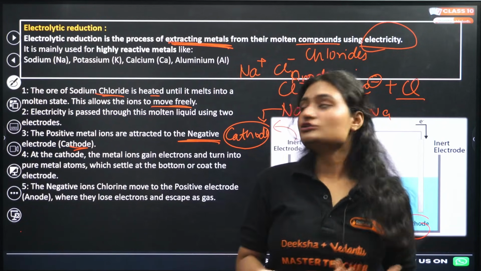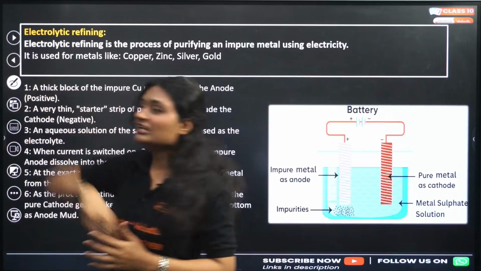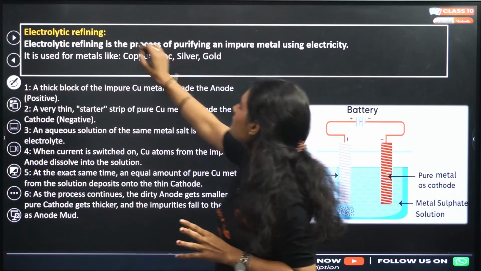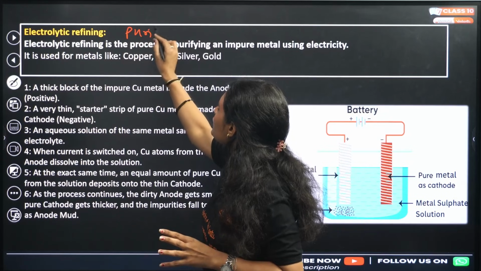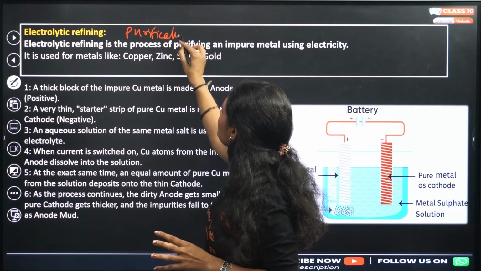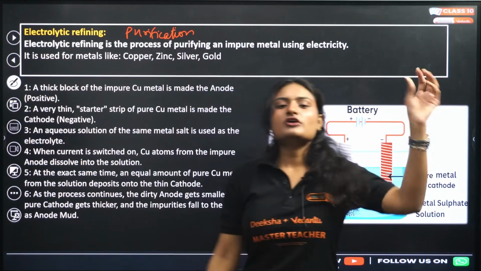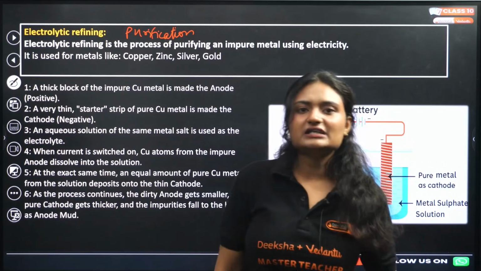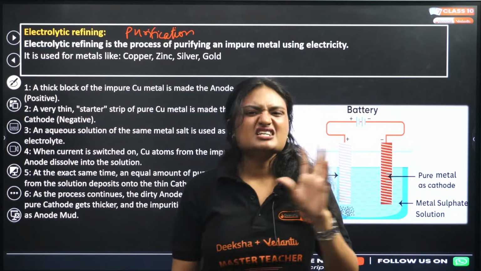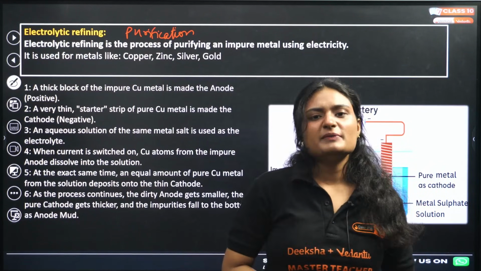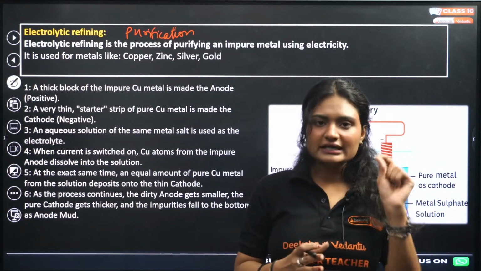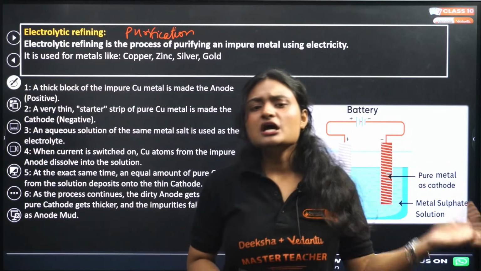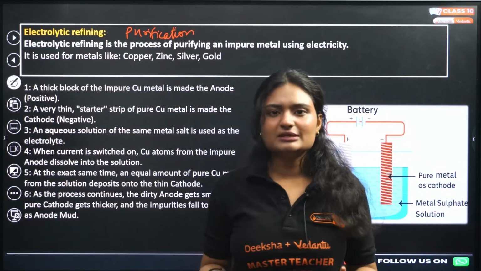Then we have electrolytic refining. What is electrolytic refining? It is a purification method. And what are we purifying? Again, I told you in the beginning, we are purifying metals of moderate reactivity to metals of low reactivity. Zinc, copper, right? These kinds of metals we are purifying. That means we already have extracted them from their ores. What we are doing is just cleaning, polishing them.